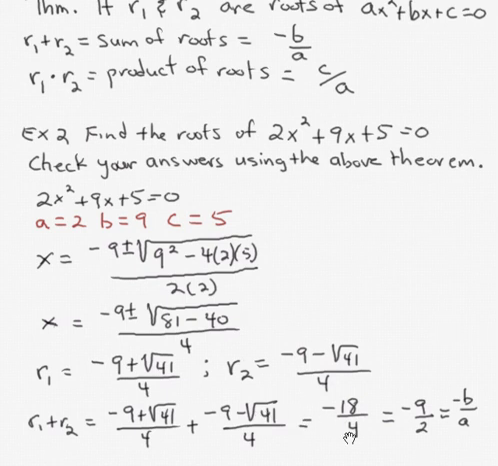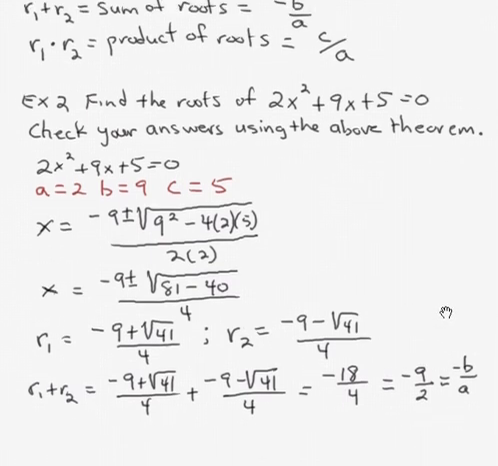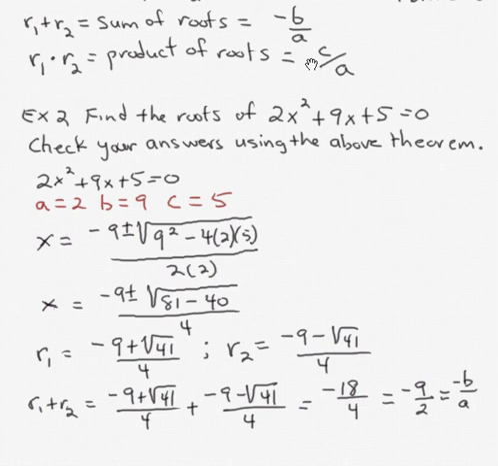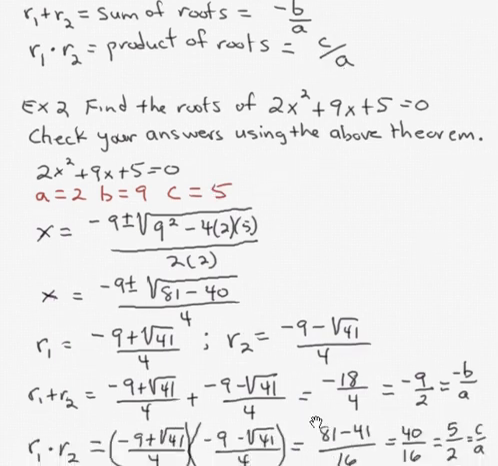And negative 18 over 4 reduces to negative 9/2. And if we look, that is the opposite of b over a. Let's take a look. b is 9, so the opposite of that is negative 9 over a, which is 2. Now, we can't just assume that our answers are correct, because we also have to find the product and see if that is also equal to c over a. But it looks like we're on our way.